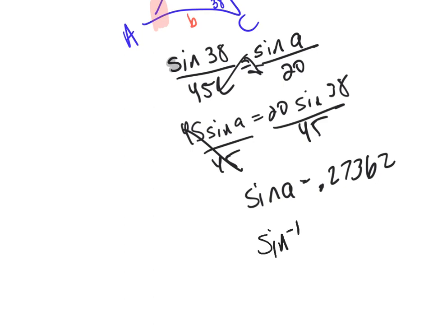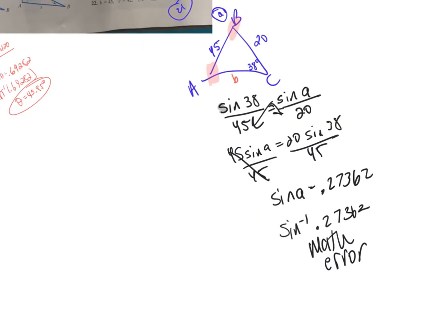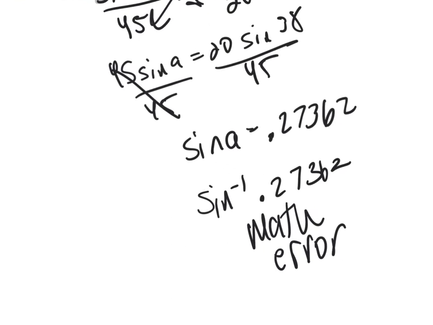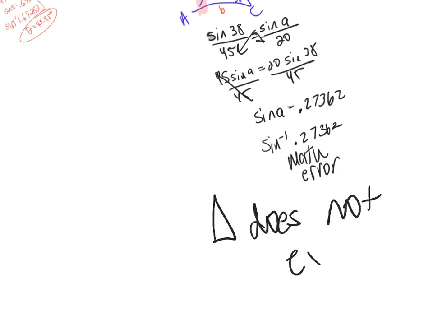Guys, that's not an angle measure. We need to hit second sine in our calculator and put in that 2.27362. Uh-oh, it says math error. What did I tell you if there's a math error? That means I did something wrong on my calculator? No, I didn't do something wrong on my calculator. That means that this triangle does not exist. There is not a triangle with the given criteria that they gave me. So you would say triangle does not exist.